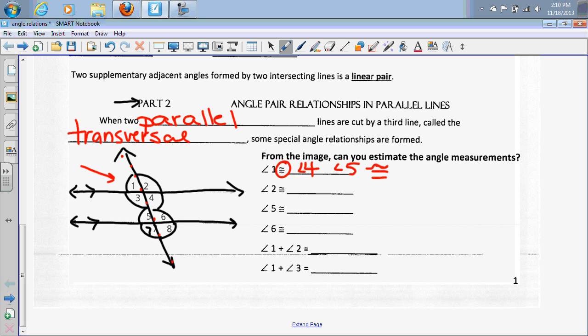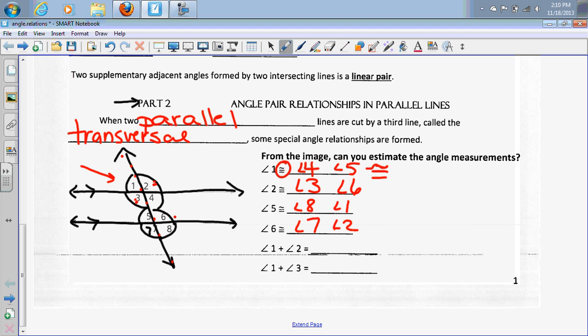Let's move on to angle 2. Some of you are going to say, well, it's congruent to angle 3 because they're vertical angles. They are opposite of each other. But it might also be like angle 6. Okay, I'll give you that. And as we move on, angle 5, you might say angle 8. Or again, you might say angle 1. Angle 6, you might say angle 7 because it's vertical. But you also might say angle 2.